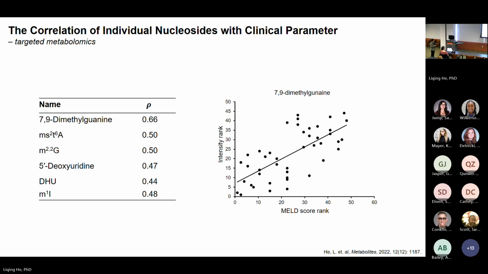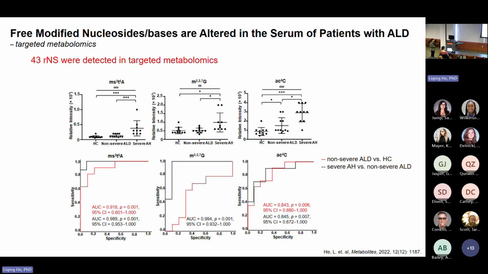To confirm these results, we also analyzed the alteration of modified nucleosides in serum of these patients. Unfortunately, we did not detect 7,9-dimethylguanine in serum samples, but we detected ms2t6A, this modification, in serum. And we get a similar result as in urine samples. We also found these two modifications increased in severe AH, and all these three can differentiate non-severe ALD from severe AH.